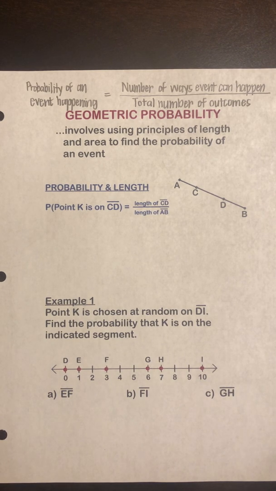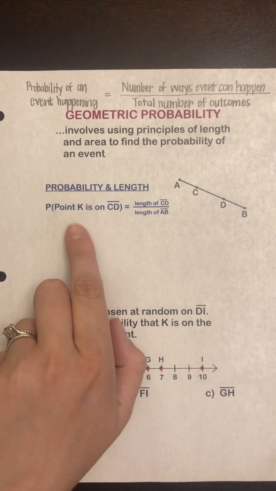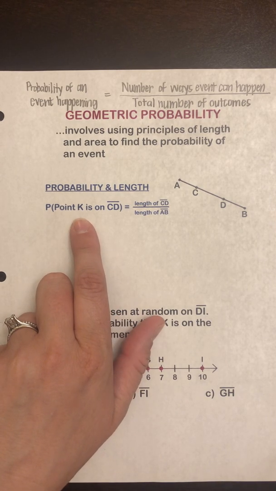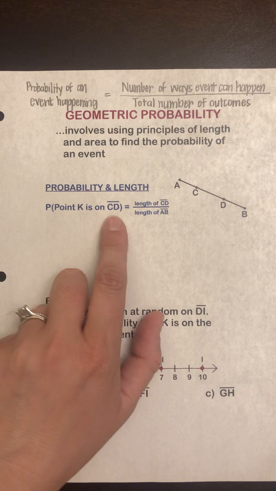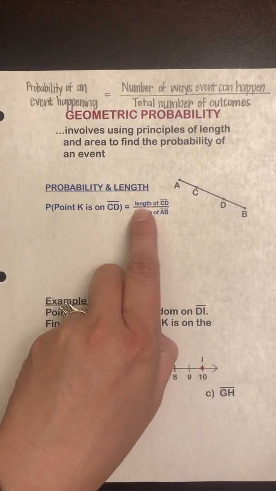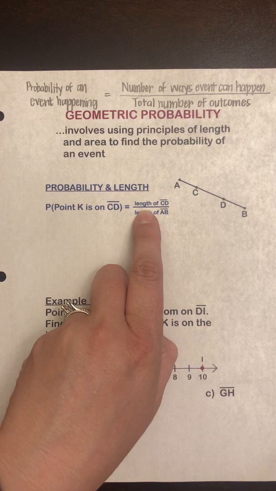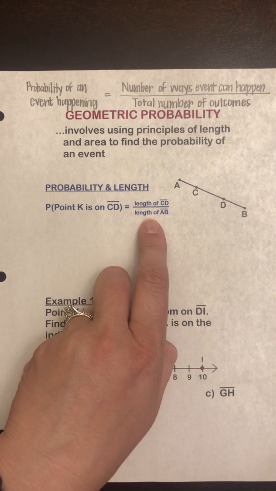Today we're going to focus on taking probability and relating it specifically to geometry. So it says that it involves using principles of length and area, both of which we've been covering all year, to find the probability of an event. So we're going to start off with probability and length, and here it says the probability of getting some point, they're naming it K, that lies on segment CD is going to be equal to knowing what the length of CD is, because any point on that length would be a point on CD. And then we're going to divide that, we're going to put it over the length of the entire segment AB.